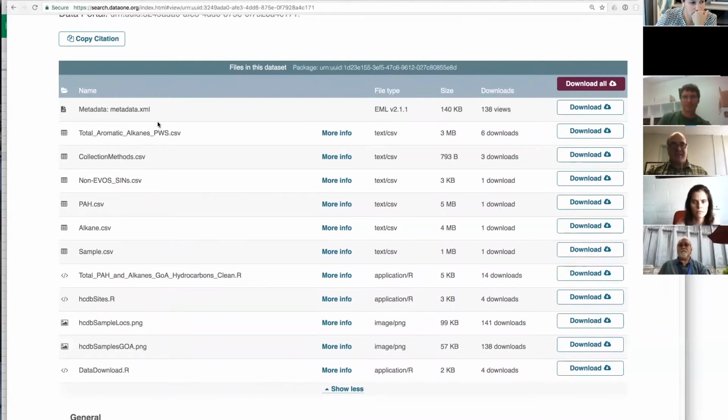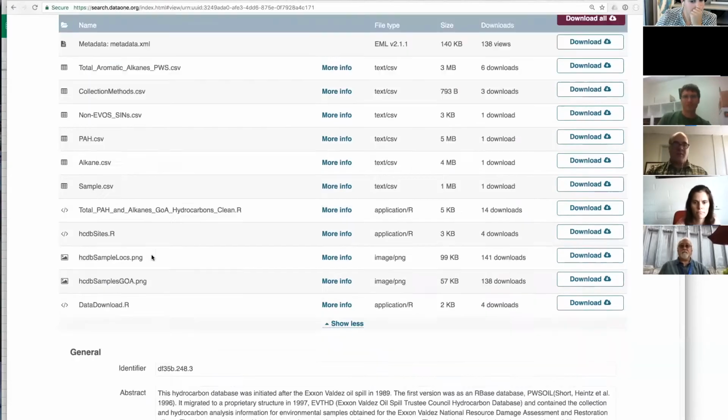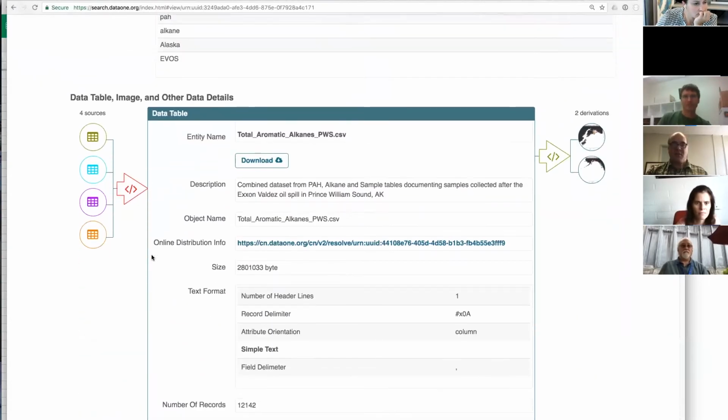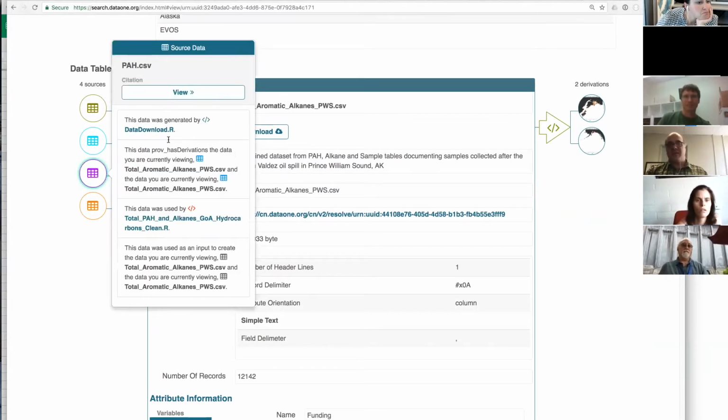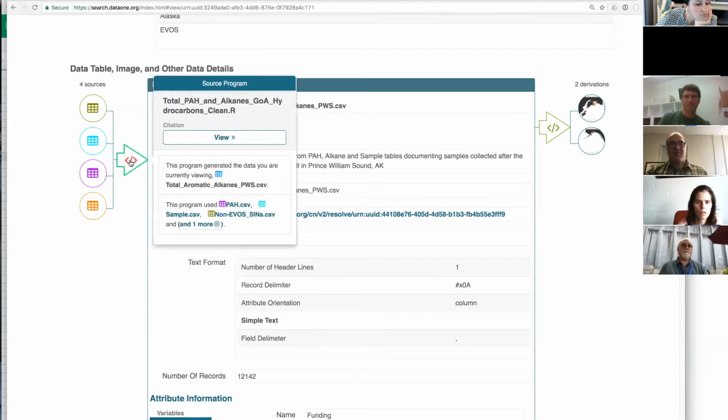And this kind of list of files like this is usually the most you get out of people. But what we want to do is get to the point where if you go down here and look at this section, this thing we're looking at in the middle here is kind of an integrated derived data set that they published. That's the total alkenes for the Prince William Sound. And it came from 4 source data sets. So I can look at each of these and see exactly which data set it came from. And then I can look at this and see this is the script that took those 4 data sets and combined them together to make this derived one.